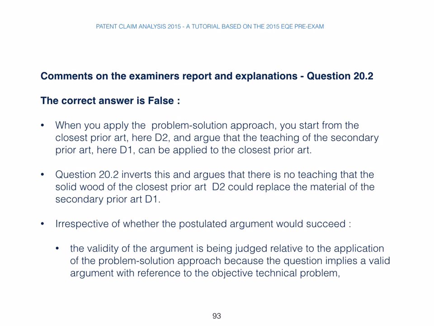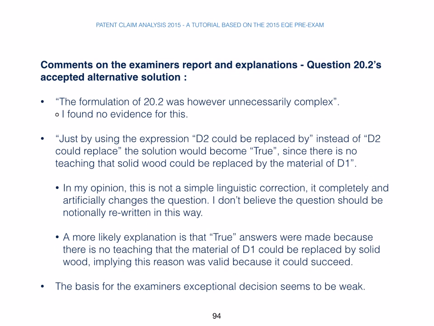The question, as formulated, leads to the analysis that there was no teaching that the wood of D2 could replace the material of D1 as an argument for non-obviousness, which encouraged some candidates to reply true. However, we are not supposed to judge whether the argument will succeed, but whether it is a valid argument under the problem-solution approach. Numerous opponents use a shotgun approach, which sometimes succeeds, but is not in accordance with the problem-solution approach, and is therefore not a valid argument. Next, some comments on the alternative accepted by the examiners.